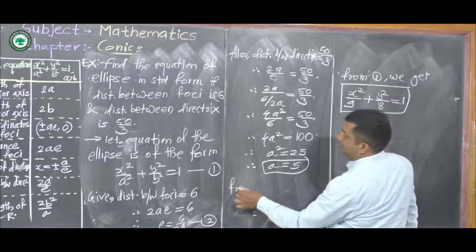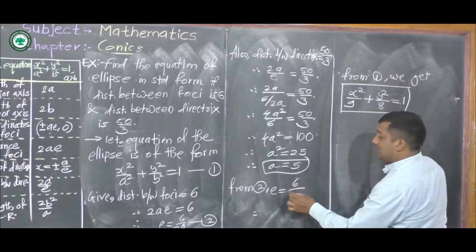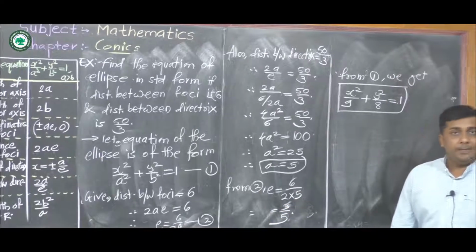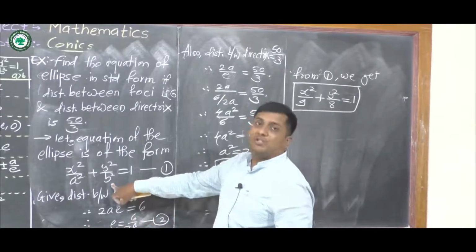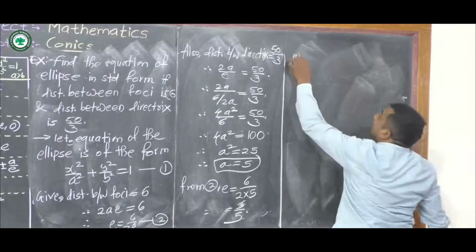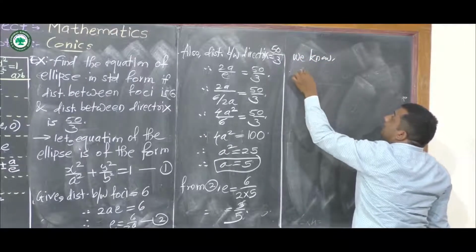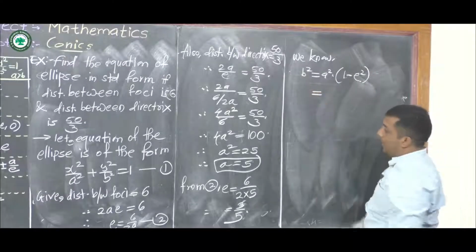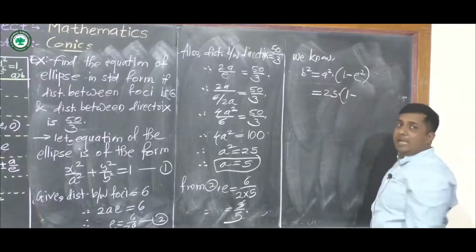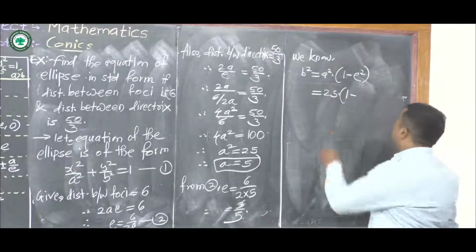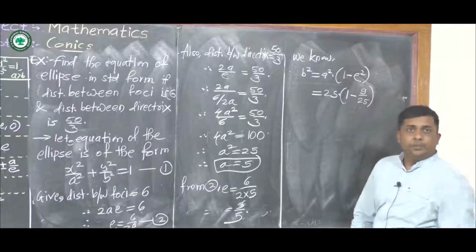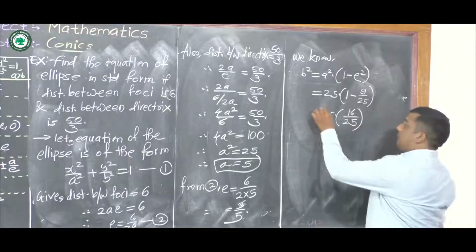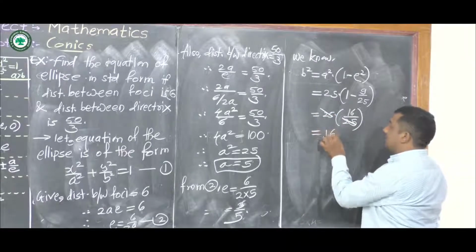Now we replace a is equal to 5 in equation 2 to find e. Here e is 6 upon 2 into 5, which is 3 by 5. Now the next step is to find b square. We know b square is equal to a square into bracket 1 minus e square. a square is 25, inside the bracket 1 minus 3 by 5 whole square, which is 9 by 25. This is equal to 25 into 16 upon 25. Here 25 and 25 cancel and only 16 remains.